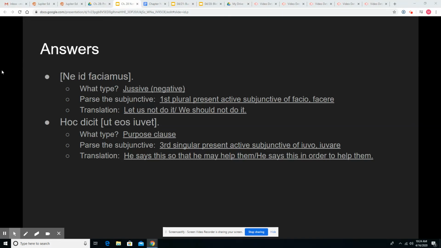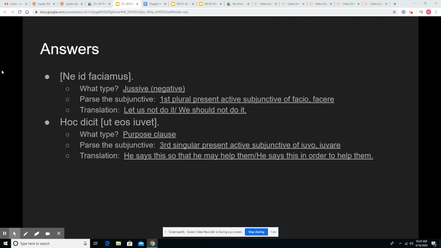Okay, so hopefully you should have worked through those sentences on your own to get some practice, but now we'll look at them together. So we start with "ne id faciamus." I placed the brackets around the entire sentence because the only thing that's not technically part of the jussive subjunctive is "id," but I would have had to bracket "ne" and then bracket "faciamus," and that doesn't look good. So I just went for the whole sentence, and that's fine. It is our direct object here.